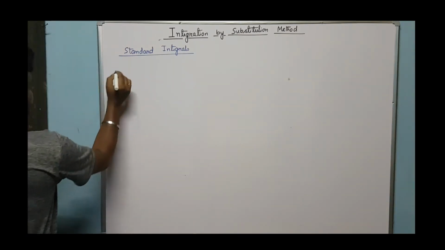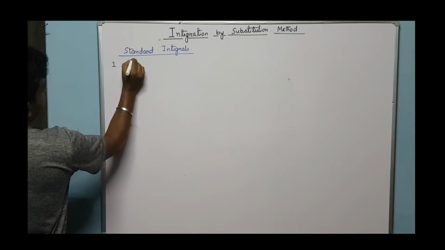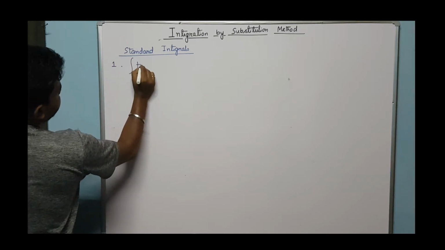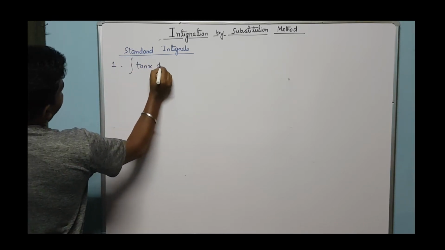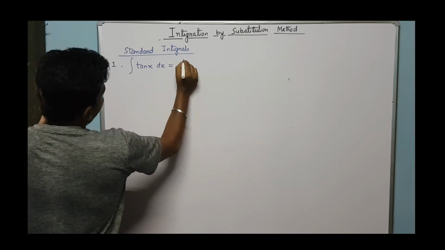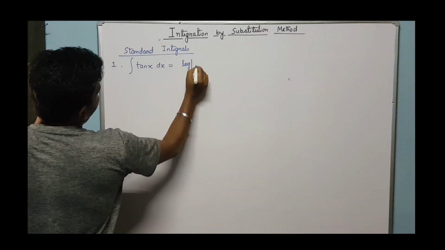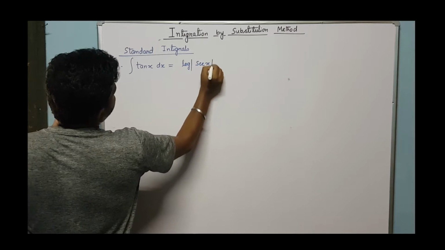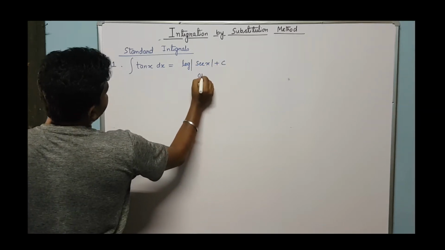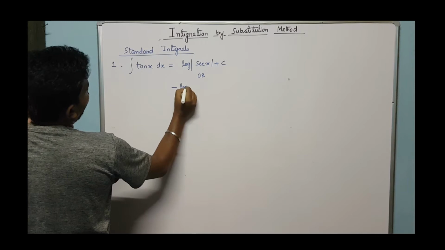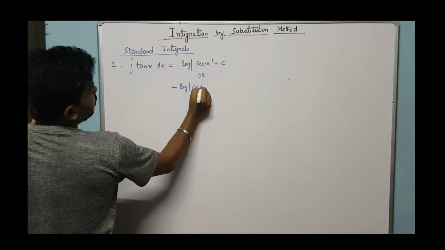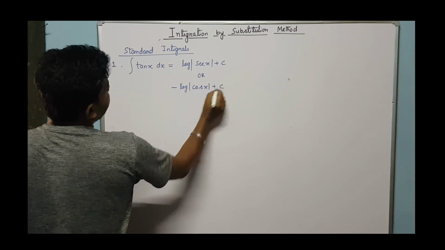Number 1, integration of tan x dx is equal to log of mod of sec x plus c, or you can say minus of log of mod of cos x plus c.